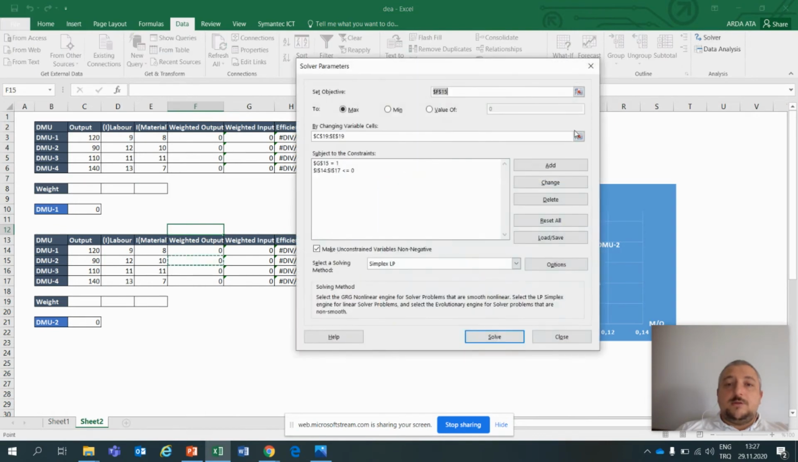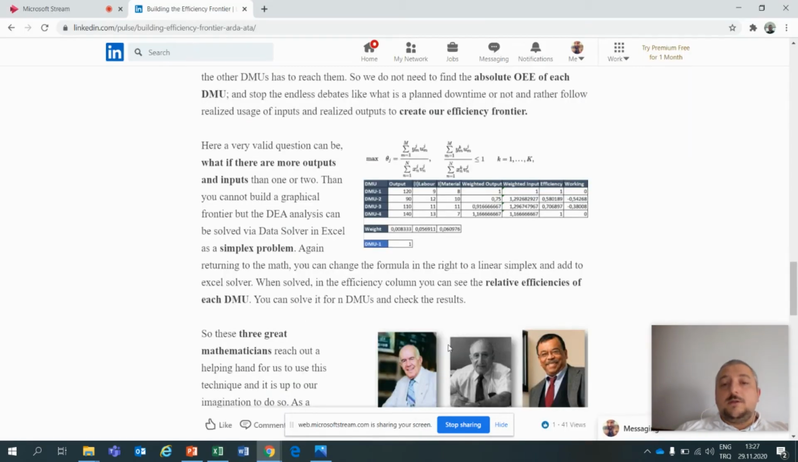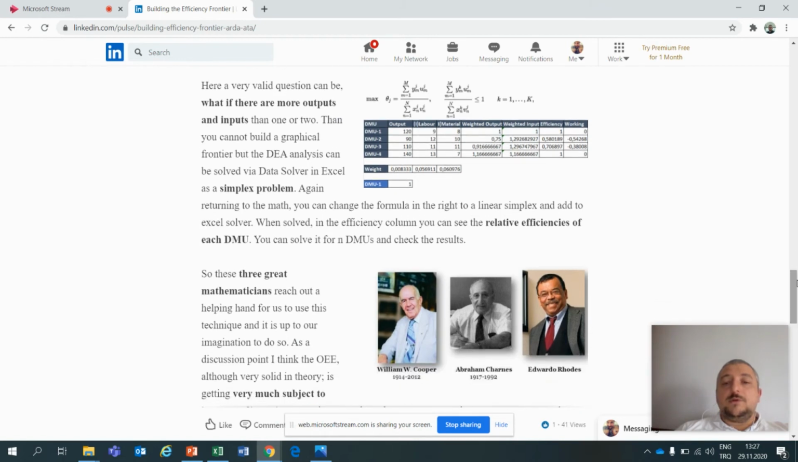Here you plug into solver whatever you are going to maximize as an objective. Here, for instance, we are solving for DMU2, and the changing variables are the weights, and here are the constraints. The constraints are coming from this CCR model, the Cooper, Charnes, and Rhodes model, in this formula. It is not as complicated as it looks.